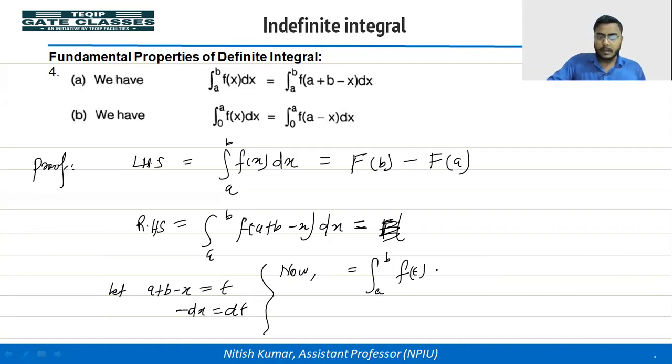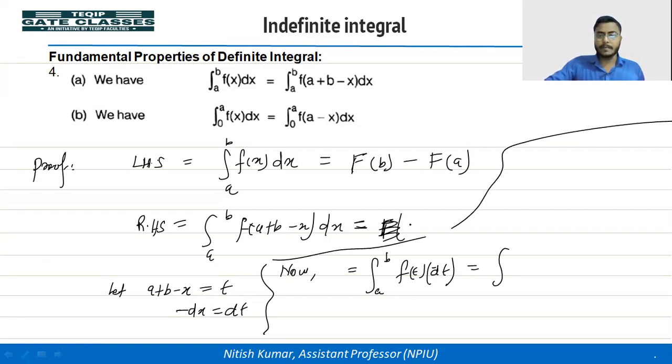Yes, with respect to dt, minus dt, according to when t is equal to a plus b minus x. Look at how we change the limit here. We have taken a plus b minus x is equal to t. So when x is equal to the upper limit, x is equal to b, then t will be a.